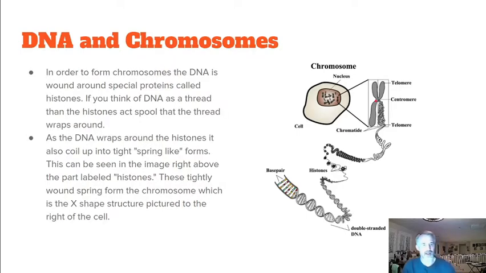Okay, so in order for the DNA in chromosomes to be wound, it winds around those special proteins I just mentioned called histones. If you think of DNA as thread, then histones would be the spool that you're wrapping this thread around. As the DNA wraps around these histones, it also coils up into these tight spring-like forms, and this can be seen in the image right above the part labeled histones. And these tightly wound springs form chromosomes, which are the X-shaped structures. So you have these chromatids forming these chromosomes, and you only see the chromosomes when the cell's getting ready to replicate.